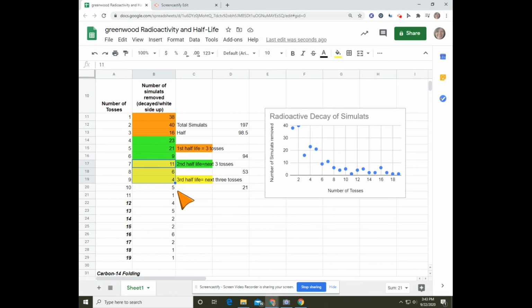So we can kind of see the purpose of this activity is to understand that even though in each toss we didn't have the same number of simulats turn over, now we can see the purpose of what we were doing: to see how many tosses it would take to discover the half-life of the simulats or of an element.